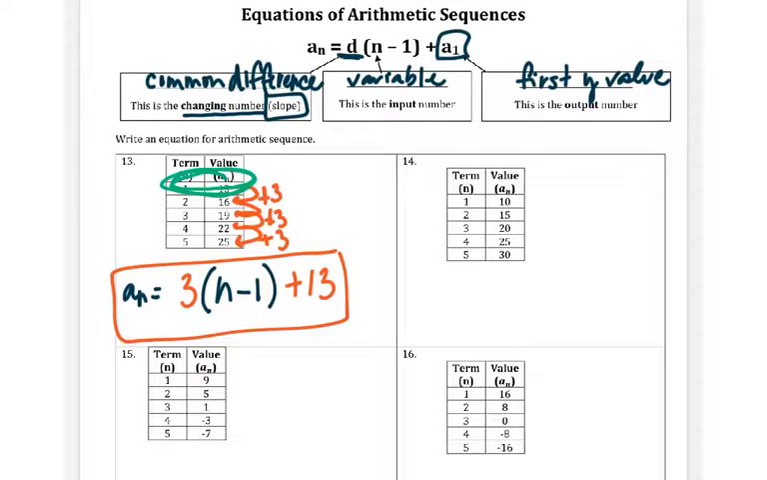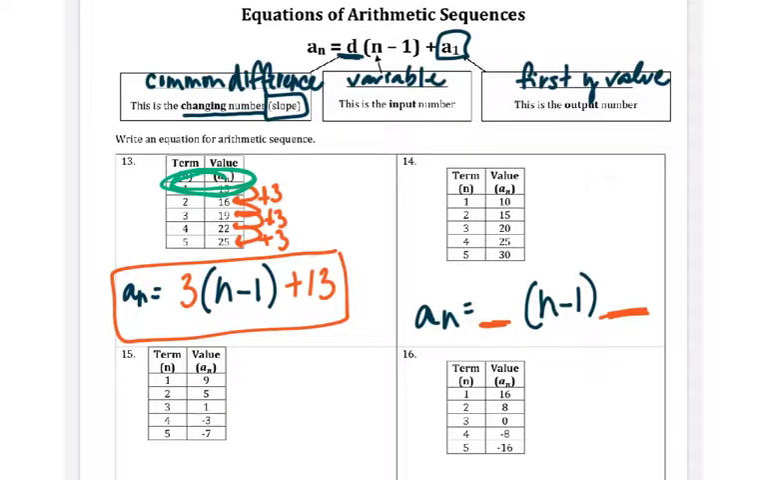So in number 14, you'll just write a_n, that's my sequence. I need to know what the common difference is. Then n minus 1 is just part of the formula. And then I need to know what the first y value is. Okay, so try number 14.